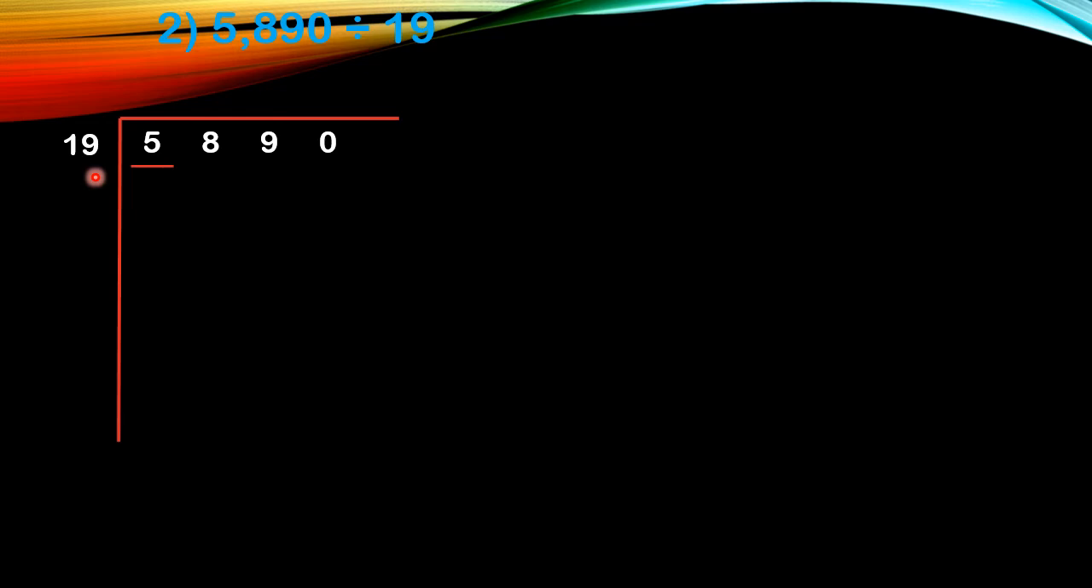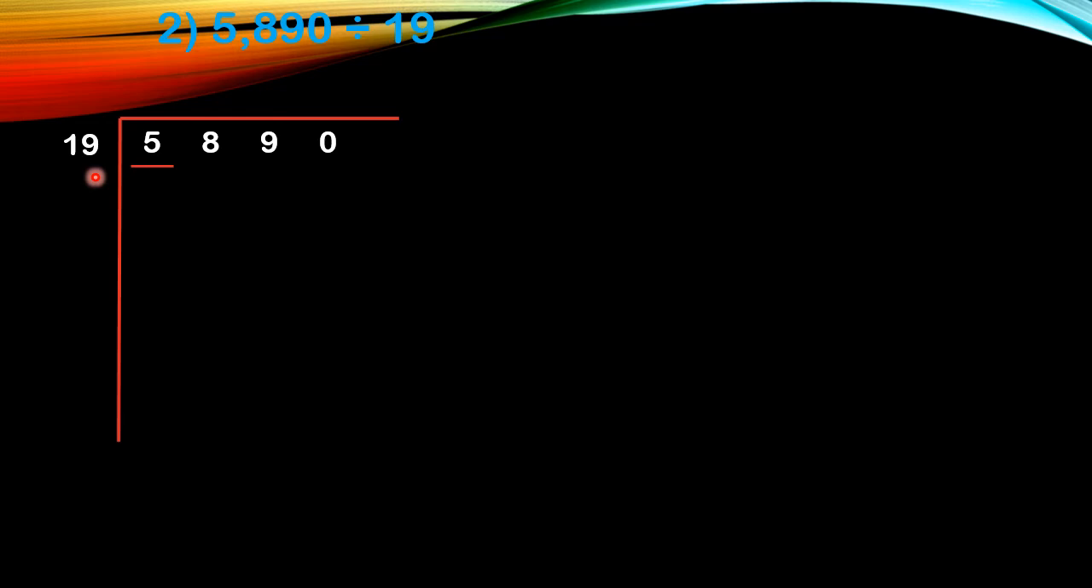So our second sum, 5890 divided by 19. Okay, so our dividend is 5890, our divisor is 19. So first we have to draw these two lines, then write the dividend 5890, then the divisor, that is 19. Okay, you don't know the 19 table, isn't it? So we have to use multiplication to find out the quotient.